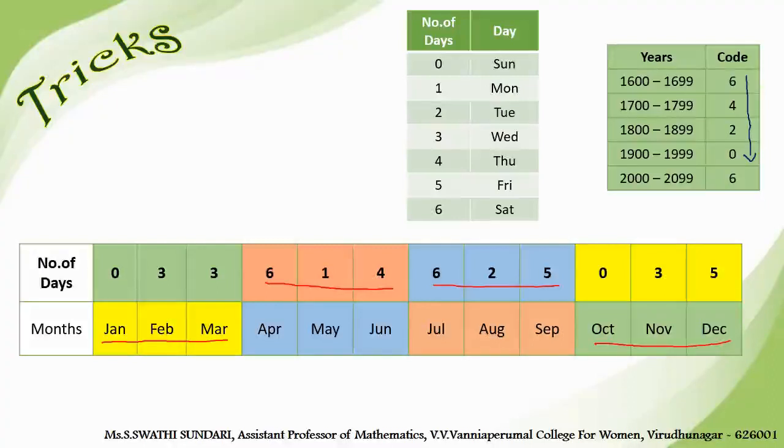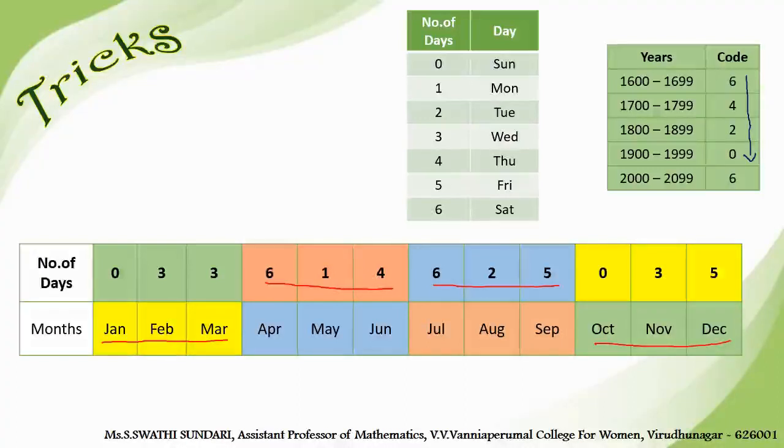First, we have to write on a rough sheet January to December. Then first we fill the first 3 and the last 3, that is 033 and 035. Then we fill the middle as 614 and 625. That's enough for months.